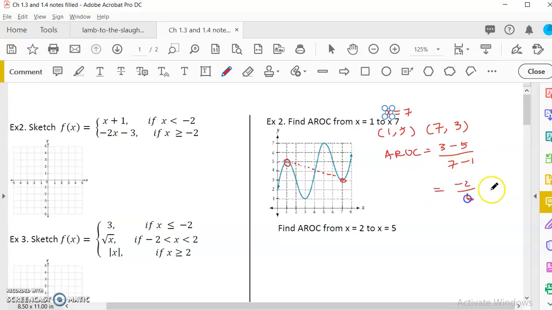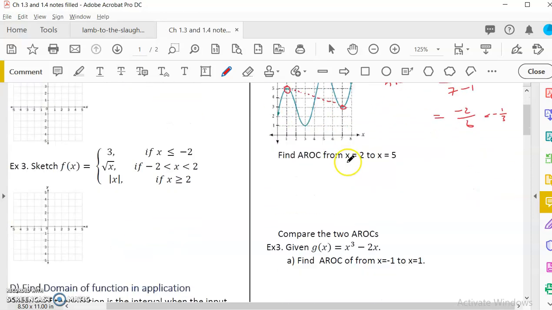So that is negative 1/3. So it's decreasing. In the real situation, it was decrease and then increase and then decrease. But between the two numbers, it is decreasing.